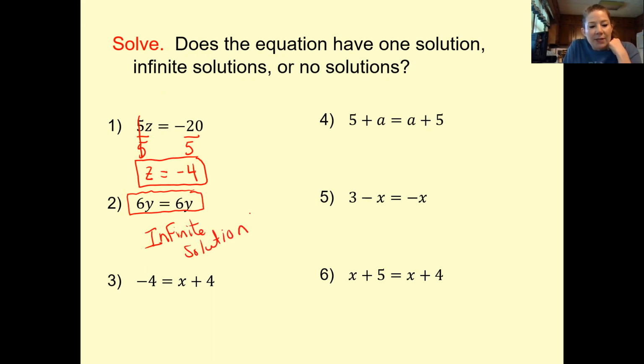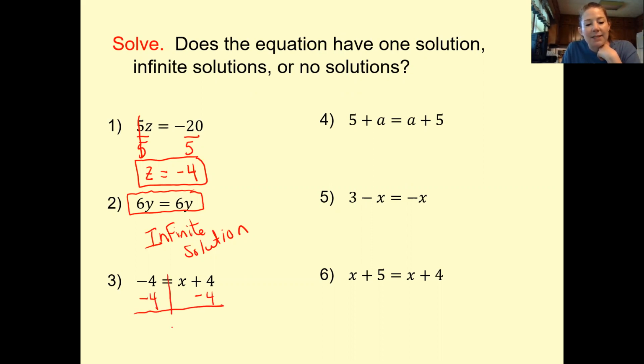All right, number 3, always attempt to get x by itself, or whatever variable it is. This type of problem tricks people. I'm not trying to trick you, I'm just showing you that you've got to be careful. Here we have x on the right side. So what's the opposite of +4? Well, that would be -4, correct?